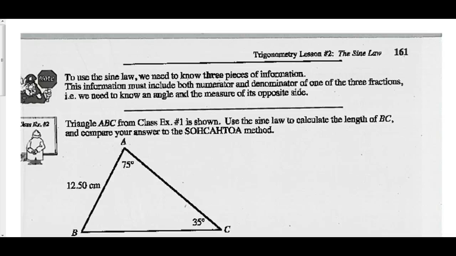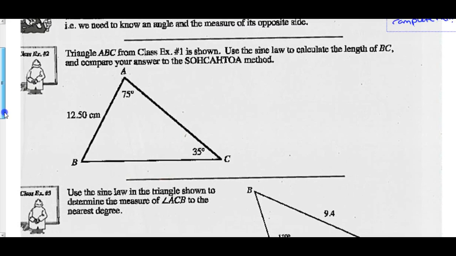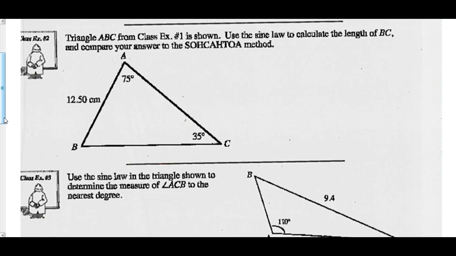Note, to use the sine law, we need to know 3 pieces of information. You always need to know 3 pieces of information. This information must include both the numerator and denominator of one of the 3 fractions. In other words, we need to know a complete ratio. All right? We need to know an angle and the measure of the opposite side. That's a complete ratio.